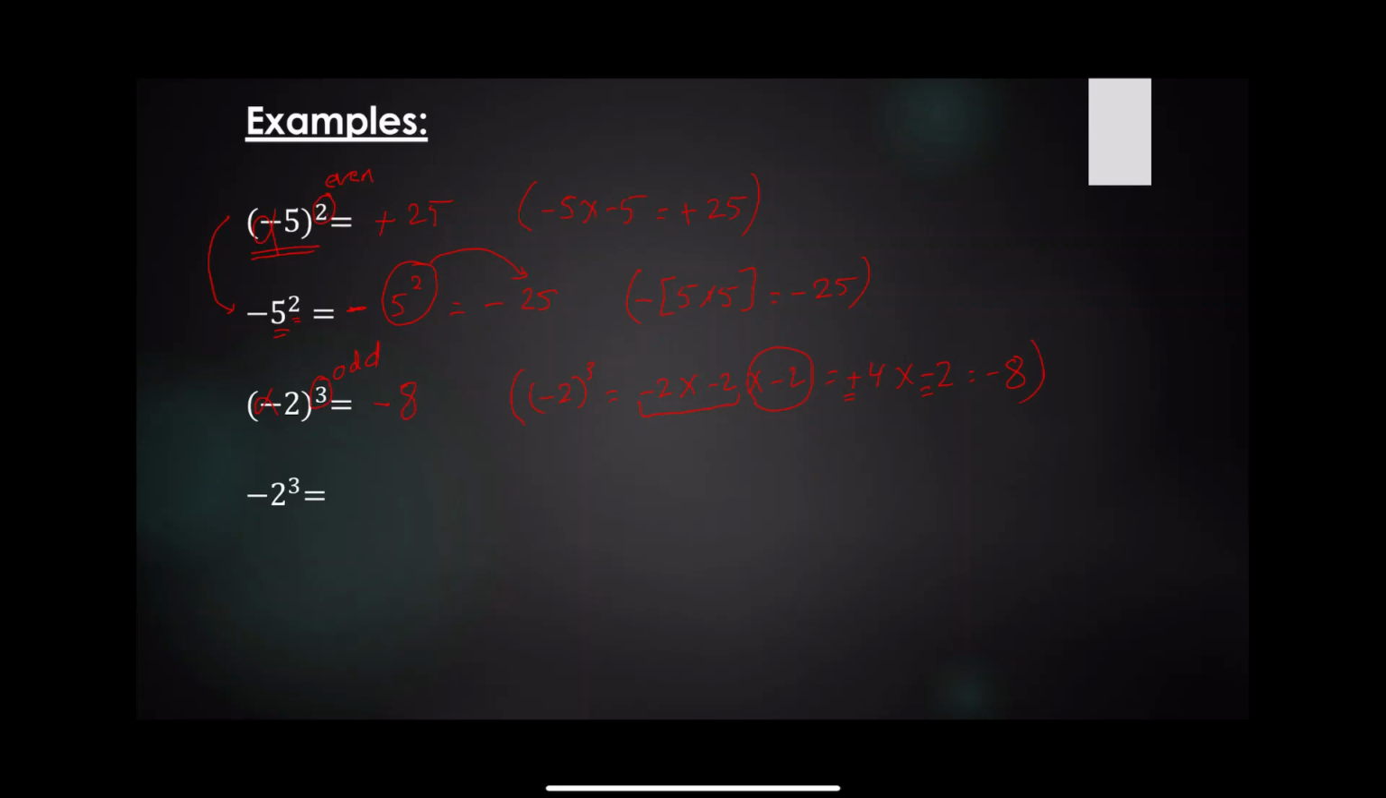Now, negative 2 to the power 3 without the bracket. The negative is outside. 2 only is raised to the power 3. So leave the negative. We know that 2 to the power 3 is 8. So the answer is negative 8. If we want to give the details, this means negative, and then put the bracket, 2 times itself 3 times, 2 times 2 times 2, and the answer is negative. 2 times 2 times 2 is known to be 8.